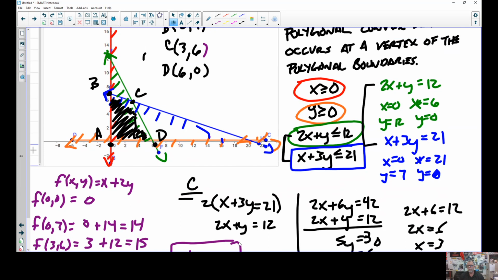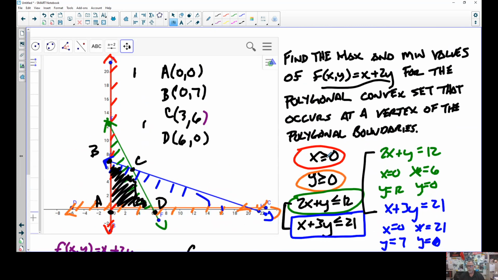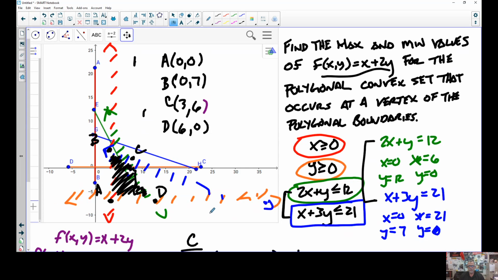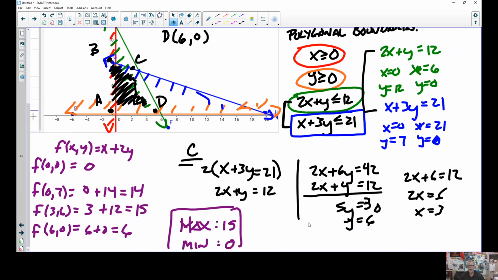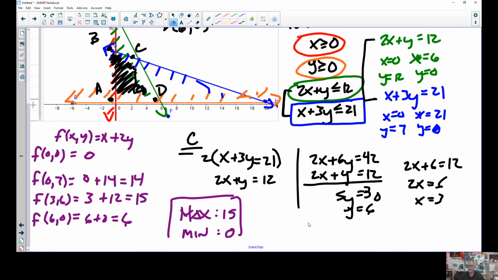So again, look at what we do. First, we graph our system. Second, we find our vertices for the polygonal convex set of solutions. Finally, we use those as input into the function related to that system and find the max or min values. I just did it again. There we go. All right, so those are your steps to solving this. And there's the final result.